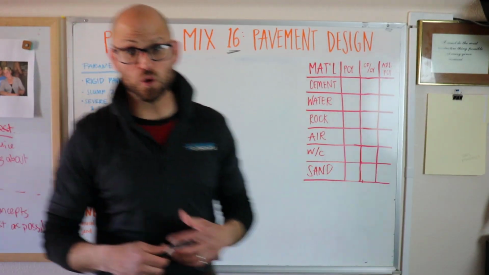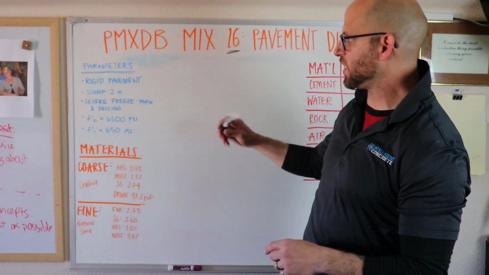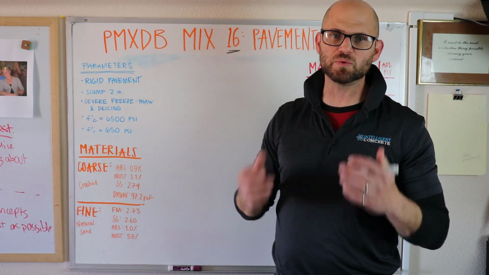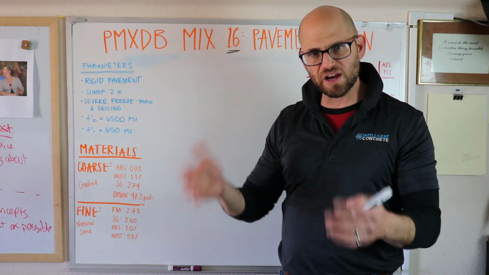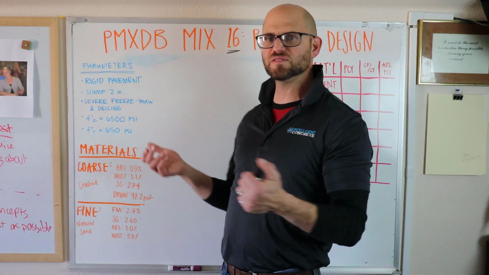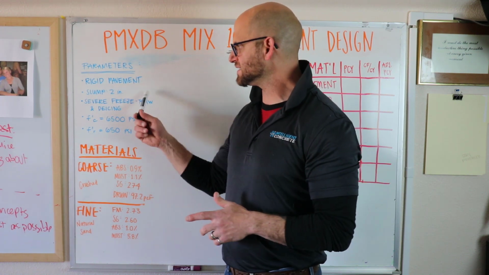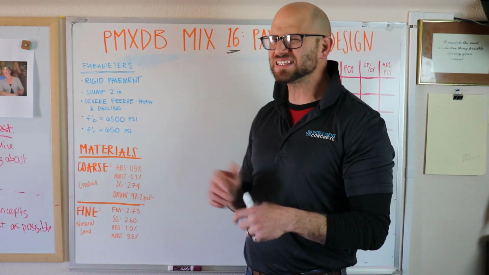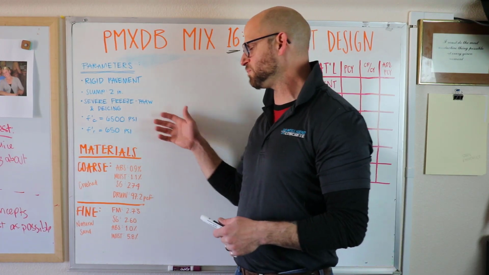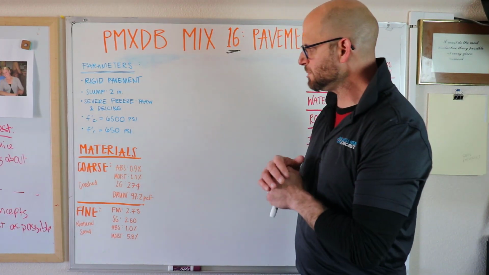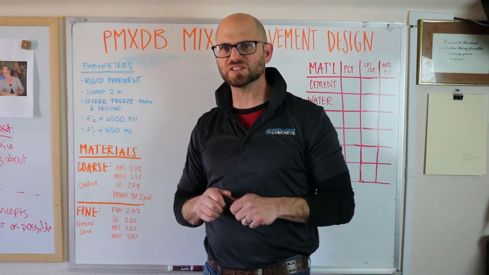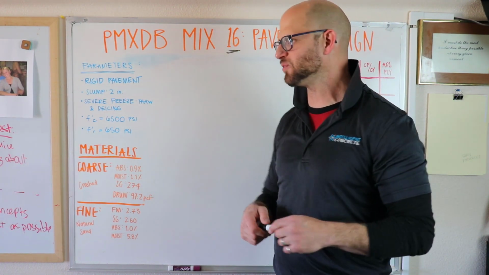Okay, so our parameters, what do we care about? We've got a rigid pavement. Ultimately, we're going after a pavement that would be used on an airfield pavement, active runway or taxiway. Slump of 2 inches, whether we're doing a slip form paver. Might be a little bit less than that if we are going after a slip form paver or even a hand placement. We're looking at severe freeze-thaw rain as well as de-icing salts and brines. We use that here in Colorado.